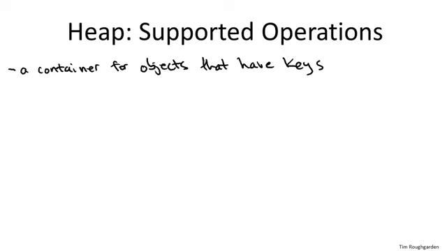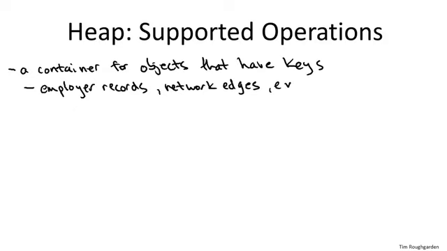The first thing I have to say about a heap is that it's a container for a bunch of objects, and each of these objects should have a key, like a number, so that for any given objects you can compare their keys and say one key is bigger than the other key. For example, maybe the objects are employee records and the key is social security numbers. Maybe the objects are the edges of a network and the keys are something like the length or the weight of an edge. Maybe each object indicates an event and the key is the time at which that event is meant to occur.